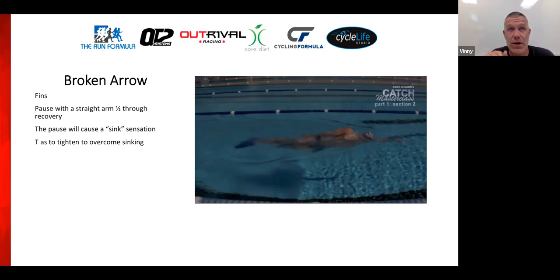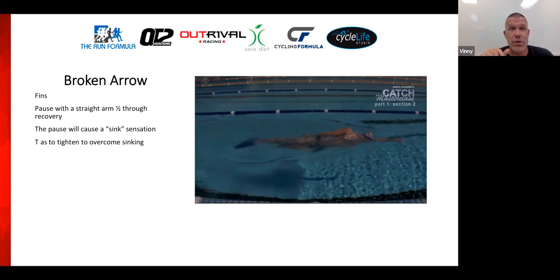And also this one's great just for tightening up the actual vessel, because you actually have to do it in order for you to kind of keep on moving forward. So again, use fins, and what you're going to do is stop your arm halfway through the recovery. The pause is going to cause you to sink ever so slightly, or at least get that sensation.